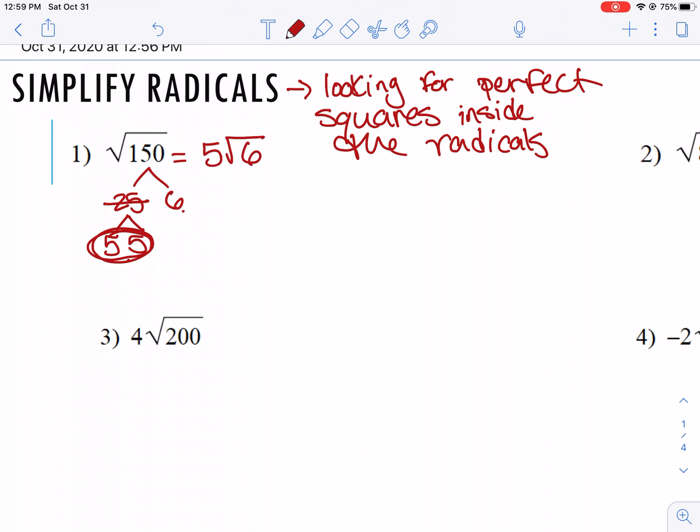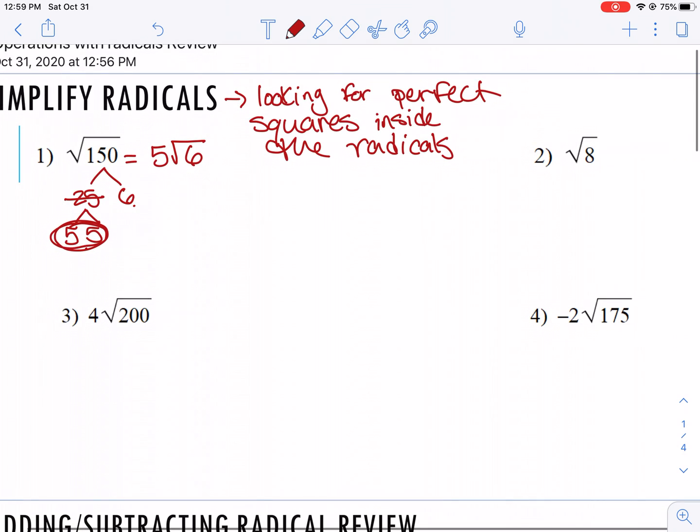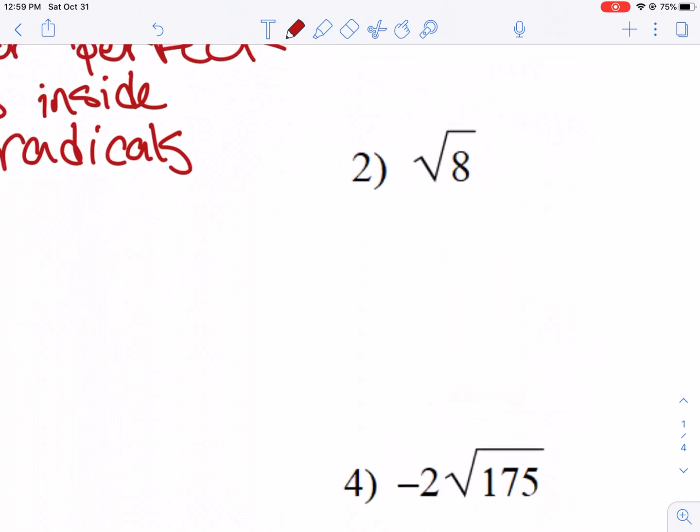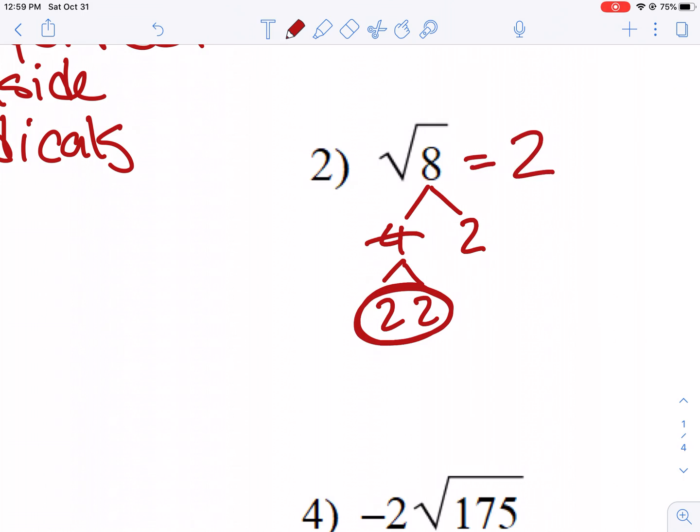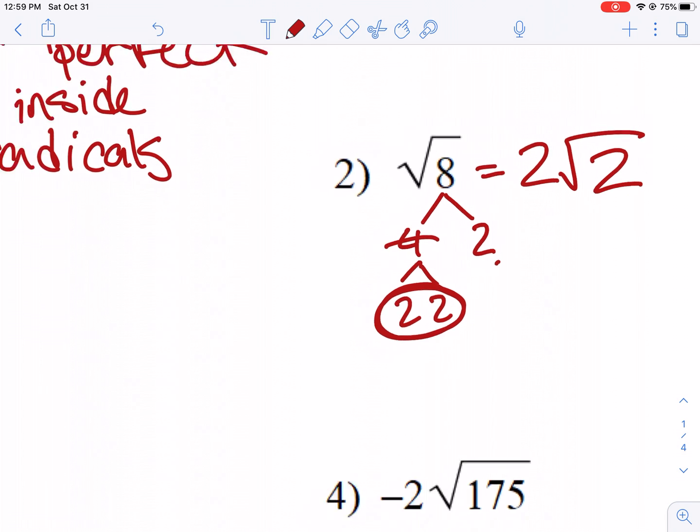So if you want to pause the video and see if you can do these examples, remember when there's a number outside the radical, we're going to multiply. So if you want to pause this just to refresh and then double check your answers. So then 8 breaks down into 4 and 2. And then we can take out this pair of 2's from the 4. And then this 2, since it doesn't have a pair, stays inside the radical. So it would be 2 square root 2.